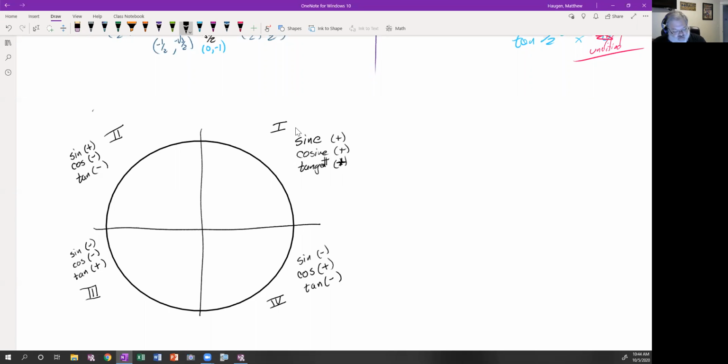In quadrant 1, they're all positive. Every trig function has 2 positive quadrants and 2 negative quadrants. Sine is positive in 1 and 2. Cosine is positive in 1 and 4. Tangent is positive in 1 and 3.